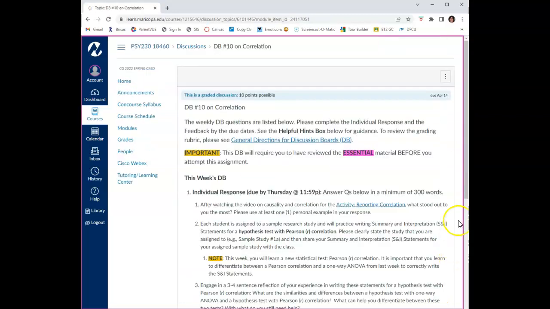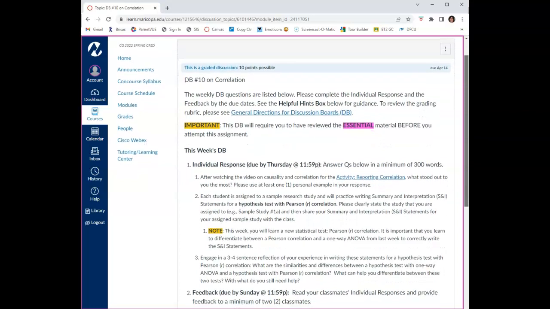Let's go to our assignments for this week. The first assignment is the Nearpod lesson, which we have already reviewed. The second assignment is discussion board number 10 on correlation. This discussion board ties back to the activity on writing summary and interpretation statements.